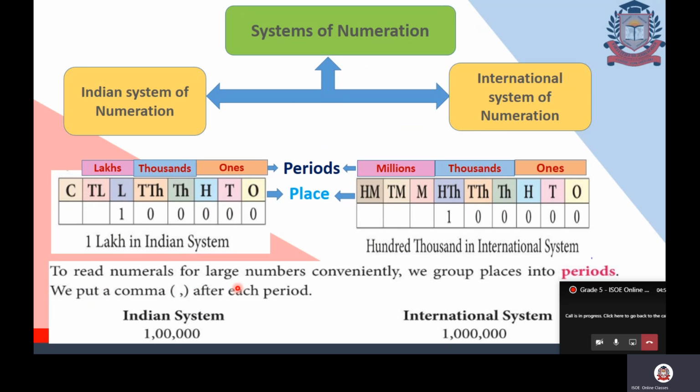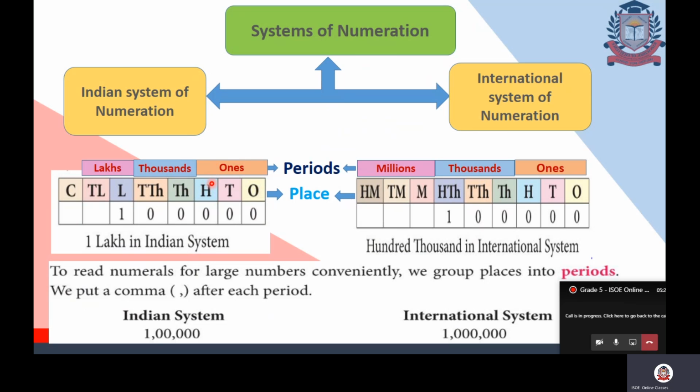To read the numerals for large numbers conveniently, we group the places into periods. See, you can see the word period here. Why we are using these periods again? If we keep on writing large numbers like this, it is difficult for us to read. So what we have done is we have divided these places into periods for easy reference to refer the numbers easily. So in Indian system of numeration, how the periods are arranged?